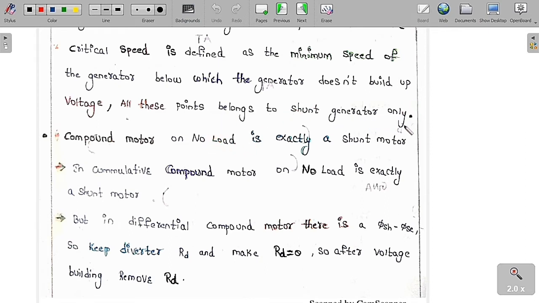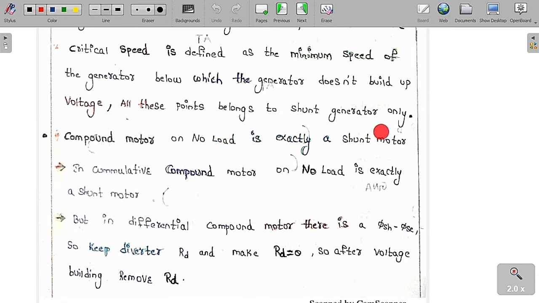So therefore simply we can say that we always have to operate above the critical speed and not below it. Above the critical speed, the OCC and the EF equal to IF into RF graph intersect, so we get a common point of intersection. Below the critical speed, OCC and EF equal to IF into RF will never intersect, and you will never get a point of operation. So critical speed is defined as the minimum speed of the generator below which the generator doesn't build up voltage.